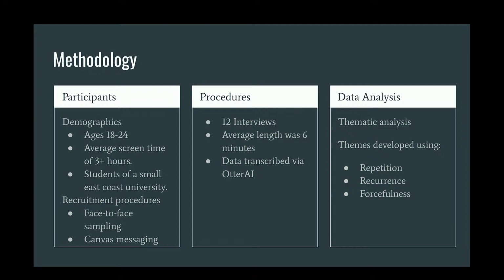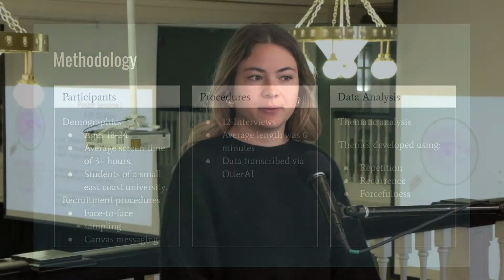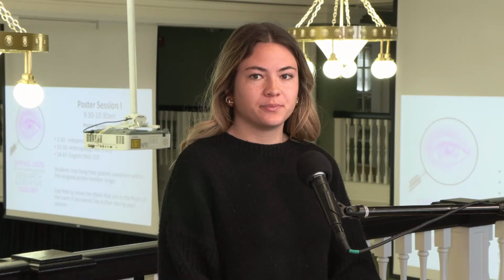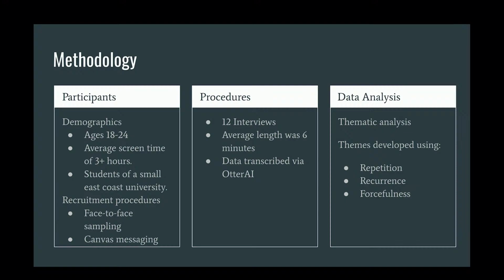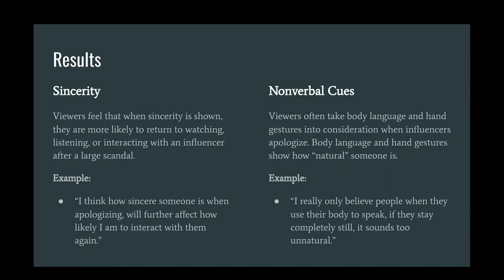For our participants, we looked at ages 18 through 24, an average screen time of 3+ hours, and students of a small East Coast university. For our recruitment procedures, we used face-to-face sampling and Canvas messaging. For our procedures, we had 12 interviews averaging 6 minutes apiece, and we used Otter AI to transcribe. We used a thematic analysis with themes developed using repetition, recurrence, and forcefulness.